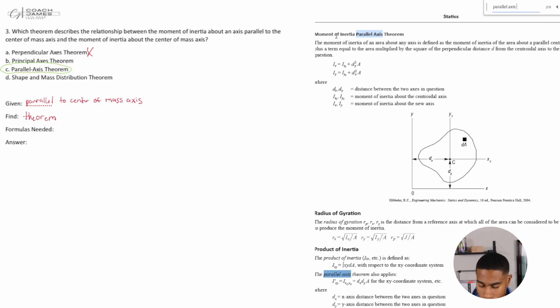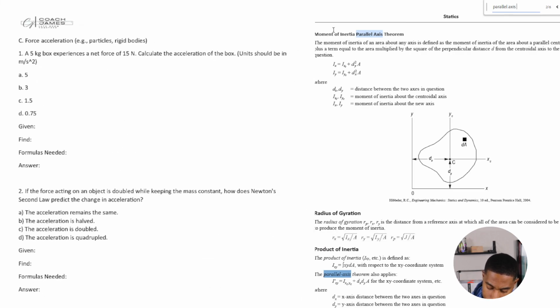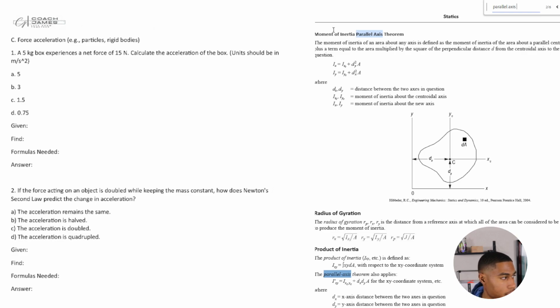So hopefully this helps. In the next video, we're going to look at force acceleration.